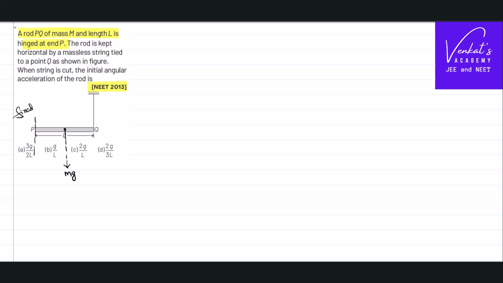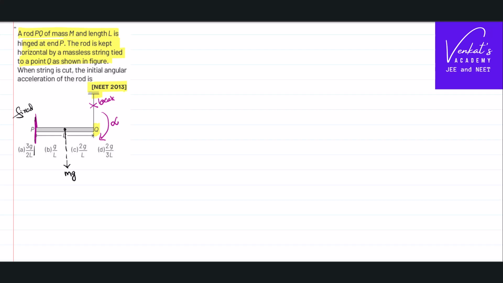The rod is kept horizontal by a massless string tied to a point Q as shown. Here is a string. When the string is cut, he is saying that if I break this string, what is the initial angular acceleration? What happens when the string is cut is this rod will try to rotate about this fixed point with an angular acceleration alpha. I have to calculate how much that is, right?